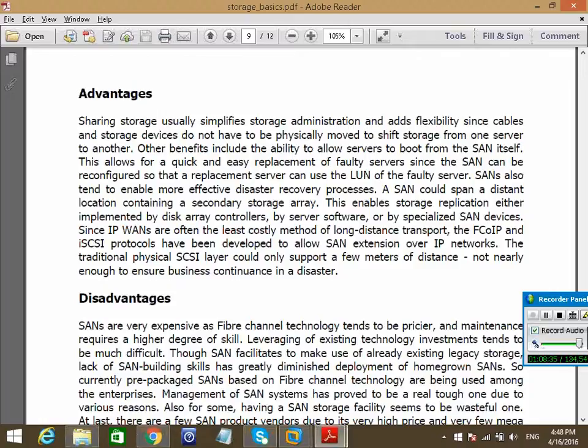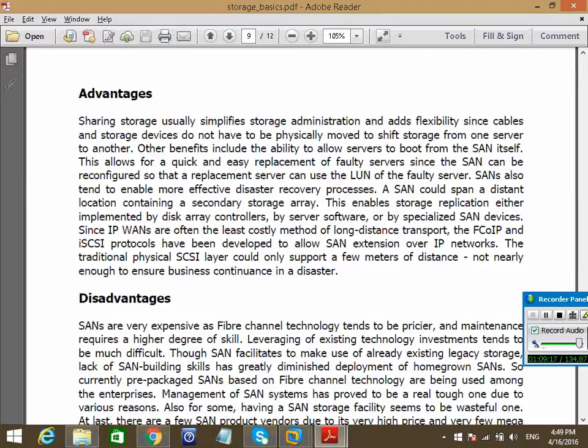The SAN could span a distant location containing a secondary storage array. This enables storage replication, either implemented by disk array controllers, by server software, or by specialized SAN devices. Since IP WANs are often the least costly method, which is Ethernet, and fibre is a costly method for long distance transport, the FCIP, the Fibre Channel over Internet Protocol, and iSCSI protocols have been developed to allow SAN extension over IP networks.